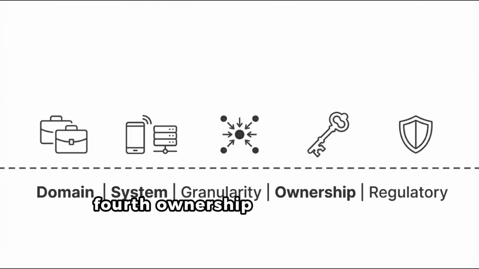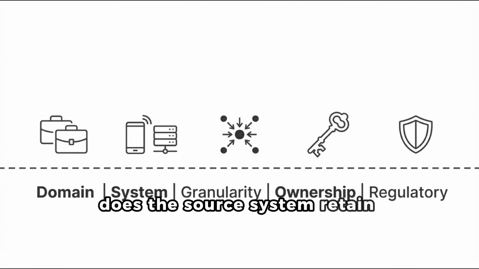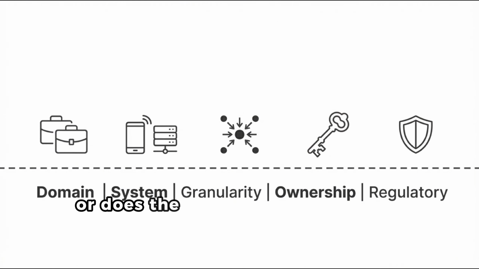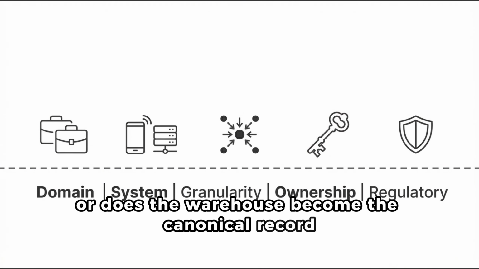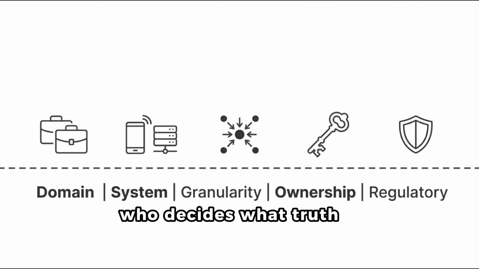Fourth, ownership and lifecycle boundaries. Who owns the data? Who is responsible for fixing it when it breaks? Does the source system retain authoritative history, or does the warehouse become the canonical record? Ownership decisions draw boundaries around who decides what truth is.